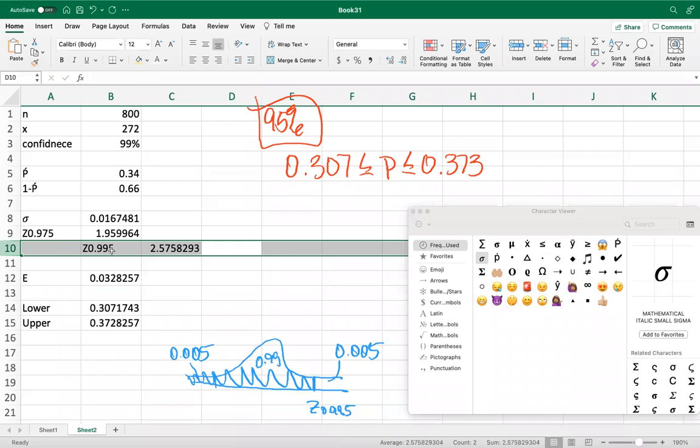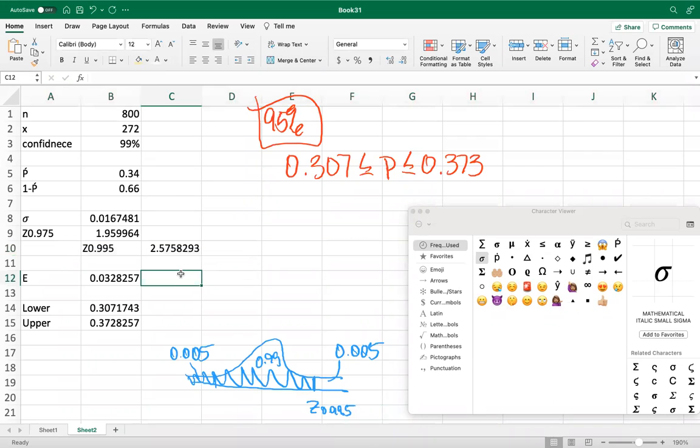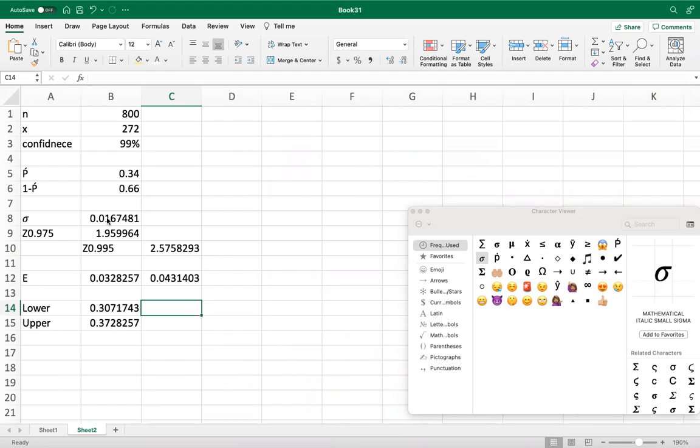And there we go. So now for the margin of error, remember the margin of error is our critical value times our standard deviation, which is this value here. Perfect. And now going down this way, we have p hat minus our margin of error, because we need a lower number for the lower bound, and p hat plus our margin of error.